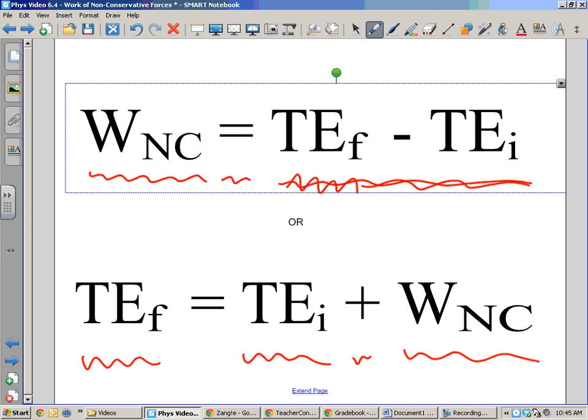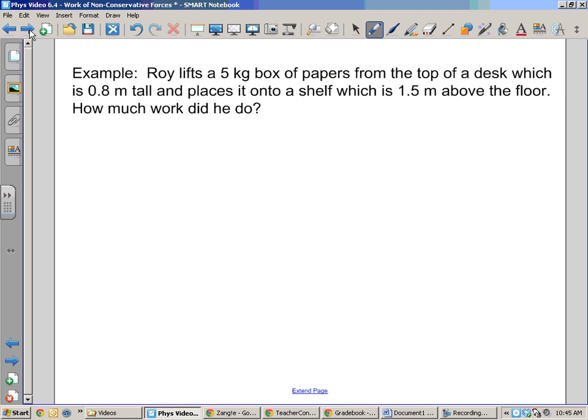So to better understand that, let's do a real quick example. In this example, it says Roy lifts a 5-kilogram box of papers, that'd be a big box of papers, from the top of the desk, which is 0.8 meters tall, and places it onto a shelf that's 1.5 meters above the floor. It wants to know how much work he did. So same as last video, make a drawing. Here's the wall with the desk on it and the shelf. Here's our box of papers that we're interested in. So that's our starting point, and then he's going to lift it up to here.